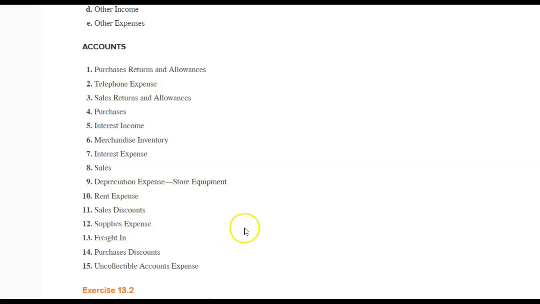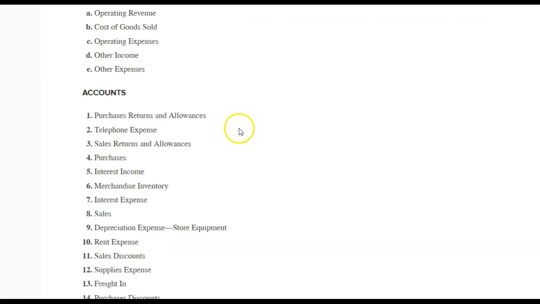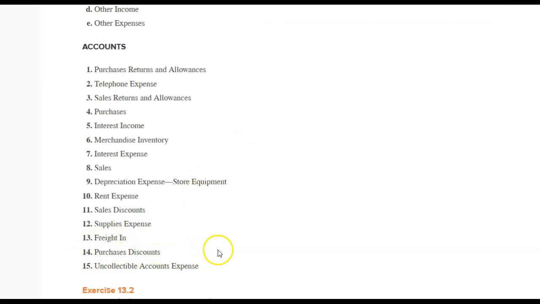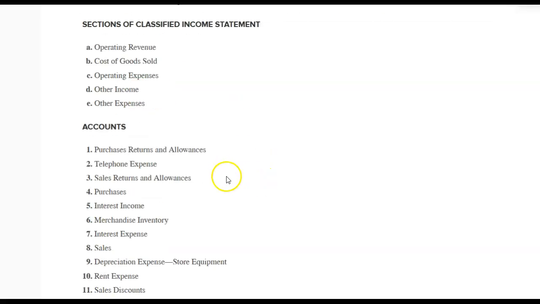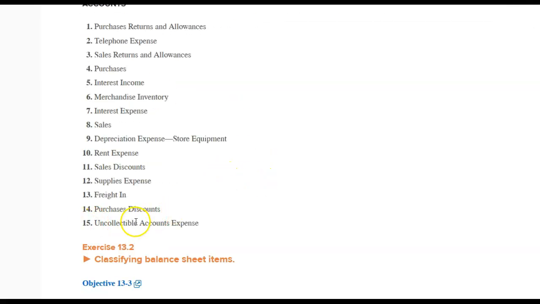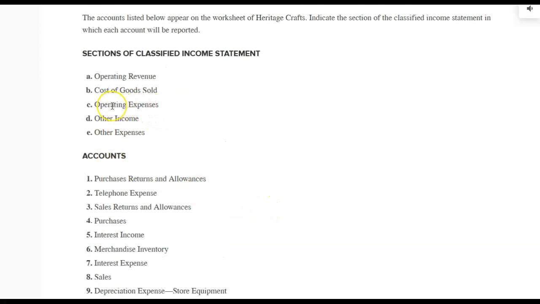13, freight in. Part of the freight is part of buying the inventory. That's part of the cost of goods sold, B. 14, purchase discounts. That's part of buying inventory. That's cost of goods sold, B. And the uncollectible accounts expense is part of running the business, operating expense.